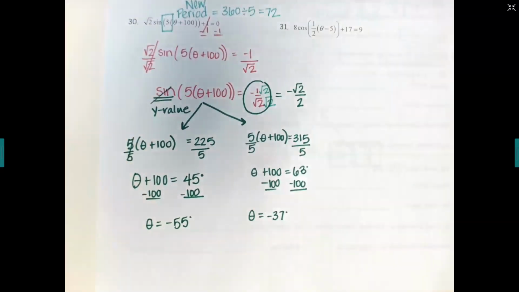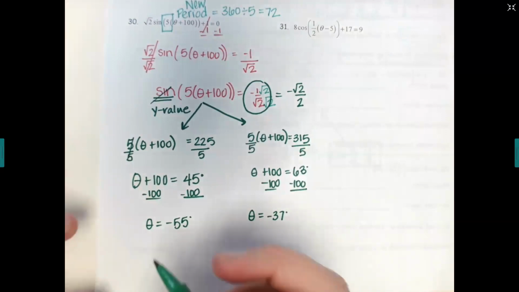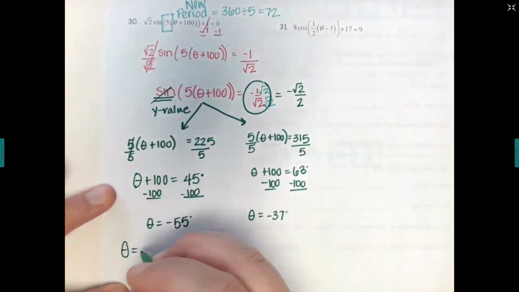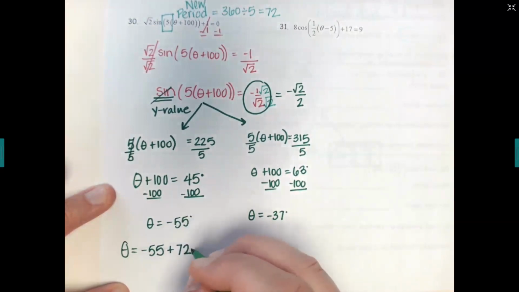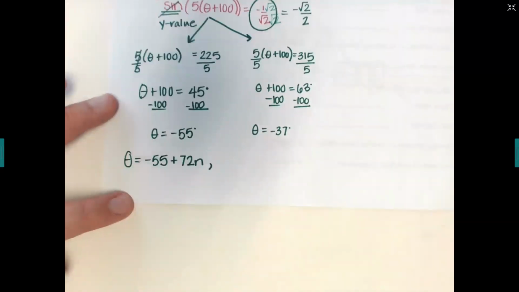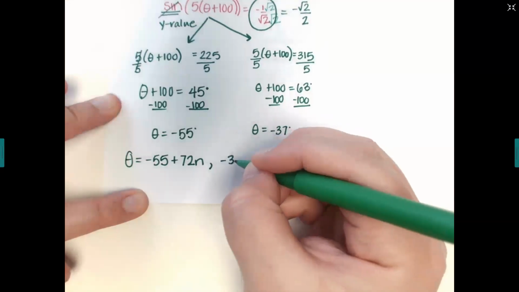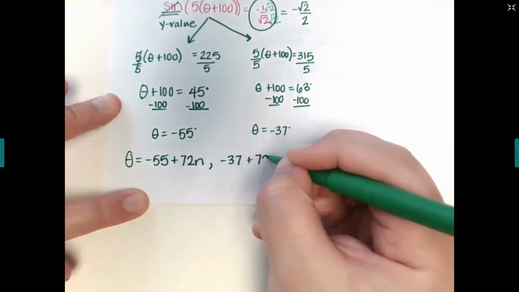So your final answer would be the following. Theta equals negative 55 plus 72n, comma, and then negative 37 plus 72n.